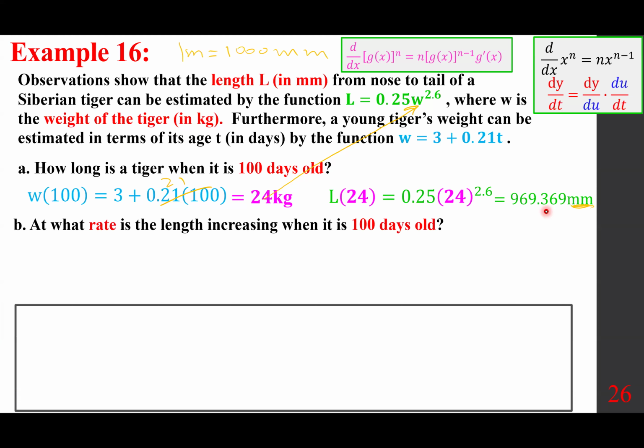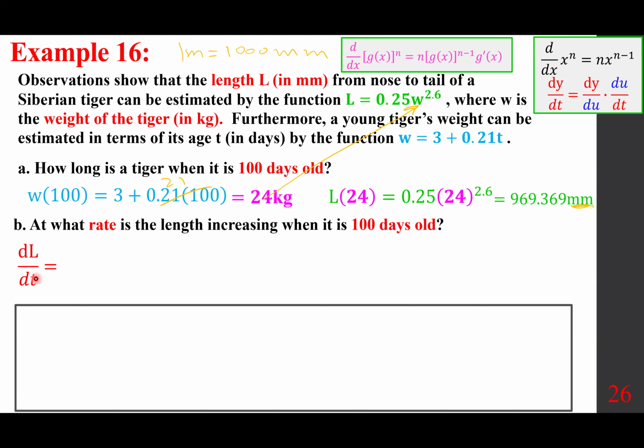At what rate is the length increasing when it's 100 days old? Or they can even say changing, and then positive means increasing, negative means decreasing. There is this word rate and one point in time that definitely gives you differentiation. So at what rate is the length increasing when it's 100 days old? So we want dL/dt. First, I want to discuss the Leibniz notation. dy/dt is dy/du times du/dt. What is u? The intermediate variable that takes us from y to t.